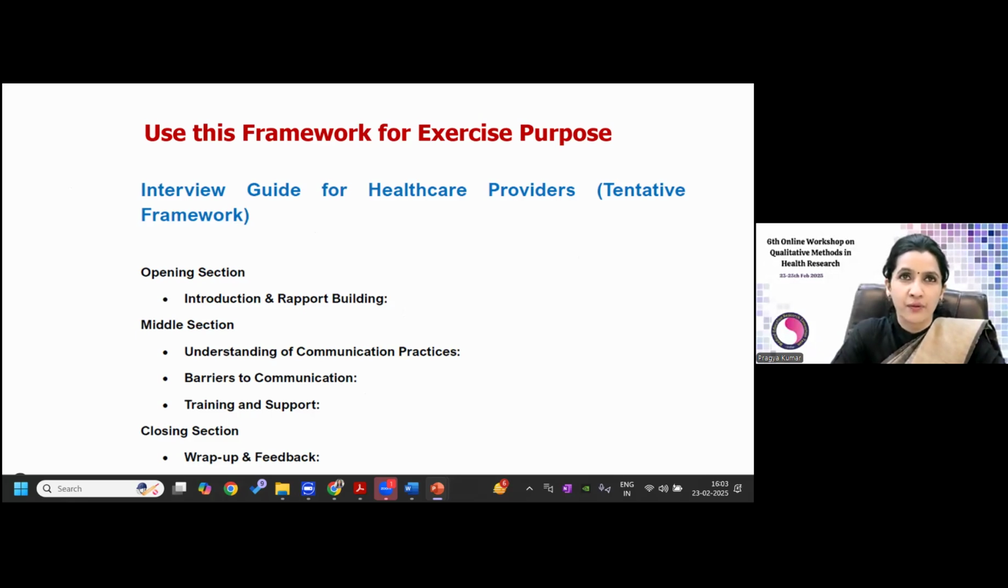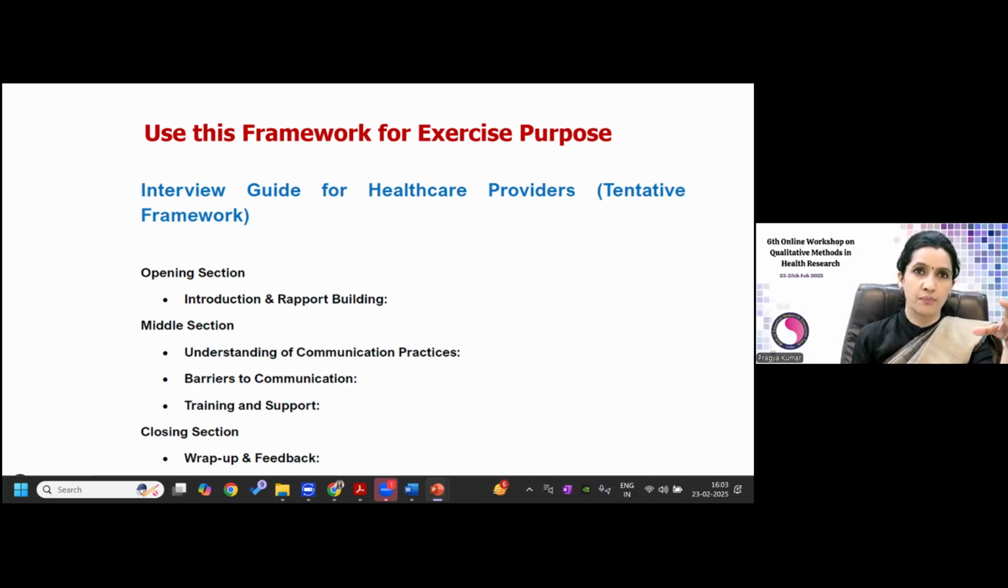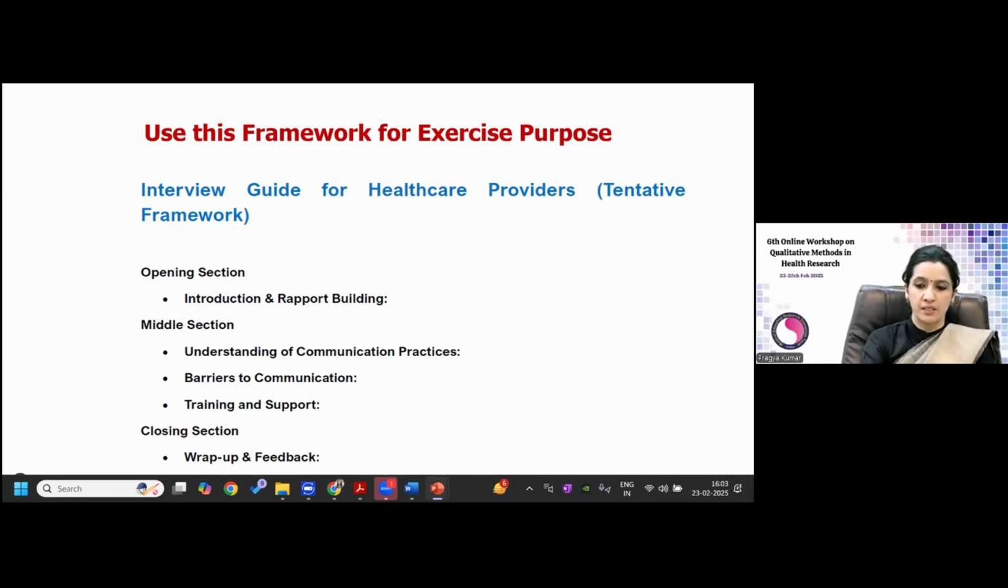So we will use this framework for the exercise: one opening section, then a middle section divided into three parts. Understanding the communication practices generally, the barriers to communication, and what training and support is needed to improve this. You can skip the opening and closing because you are all very good at taking interviews, I guess. You just have to go with this middle section of understanding of communication practices, barriers, and training and support.